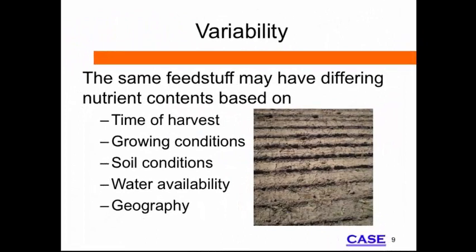Due to seasonal differences in rate of growth, water and nutrient availability, feedstuffs can vary in nutritional value depending on the time of year harvested. This is particularly true of forage crops. The nutrients in the soil and geography also play important roles in the nutritional value of feedstuffs. Some soils and regions of the country are deficient in specific minerals.